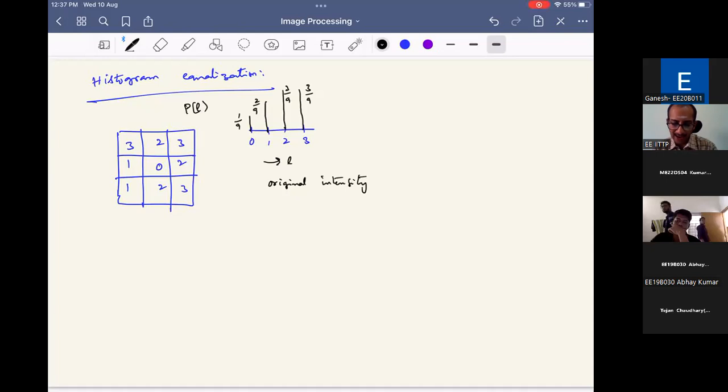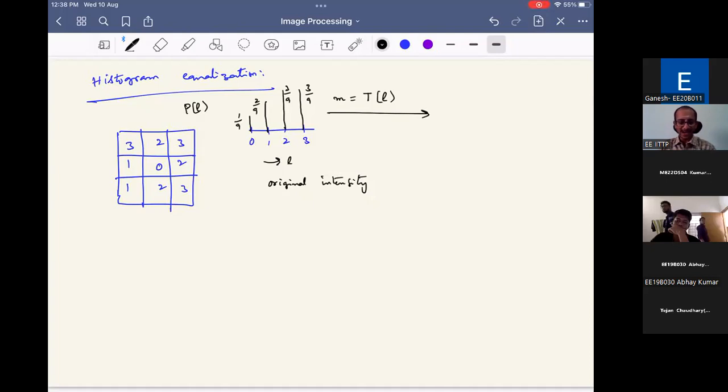So L is the intensity, the original intensity. Why am I saying original intensity? Because I want to apply some transformation to this, some equalization or contrast stretching or whatever. After applying the transformation to these intensities L, I will be getting modified intensities. These modified intensities after my transformation are supposed to be distributed even better than the original distribution of the gray levels. That is the expectation.